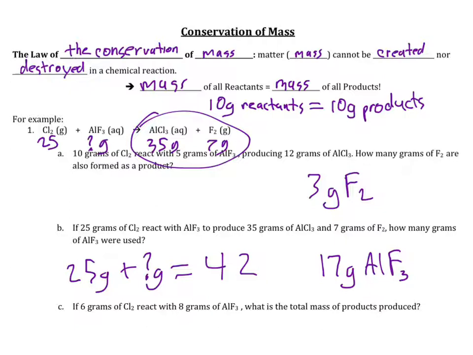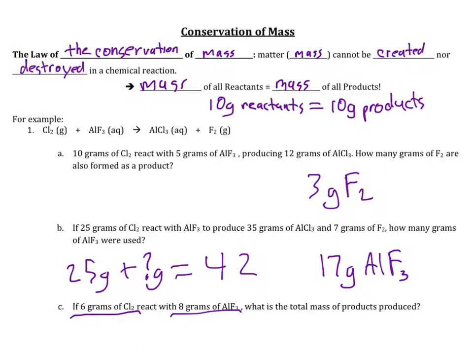All right, so let's go ahead and do this next one here. Now this one is a little bit different. You need to make sure you're carefully reading what it's asking. It says if 6 grams of chlorine gas reacts with 8 grams of aluminum fluoride, okay, so we have 6 grams of this and 8 grams of this. The question is, what is the total mass of products? So what is it asking for? It's asking for the total mass of the products. These right here are the products. It's not asking for the mass of either of those. It's asking for the mass of both of those. It wants to know, what will the total grams be?